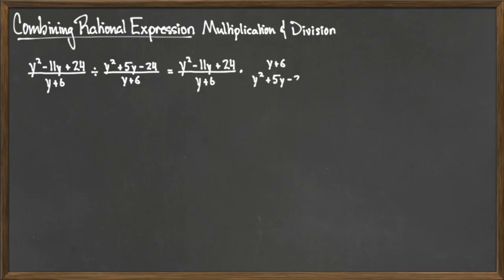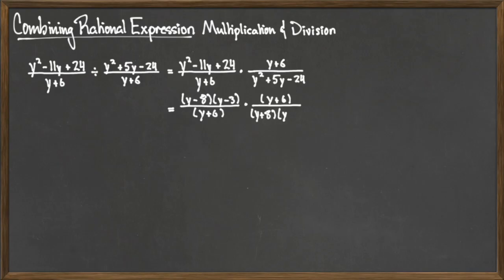It's going to be y squared minus 11y plus 24 over y plus 6 times y plus 6 over y squared plus 5y minus 24. Now the expressions in each one of these fractions is factorable with the AC method. So let's go ahead and perform those actions. The numerator on the left becomes y minus 8 times y minus 3, and the denominator on the left becomes y plus 8 times y minus 3.